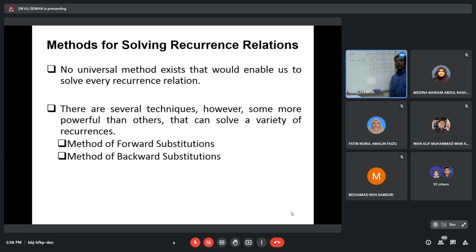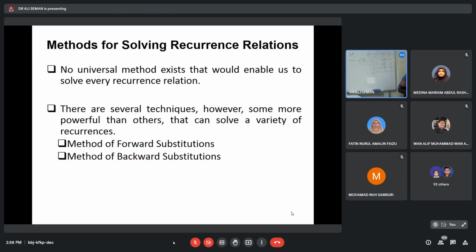Clear? Okay. Now we move on to methods for solving recurrence relations. This is important. After we understand the background of recurrence relations and the recursive technique, recursive method, recursive algorithm, now we're going to solve the problem by using the recurrence relation, especially for the analysis of recursive algorithms. No universal method exists that would enable us to solve every recurrence relation. This is the statement, right? There are several techniques, however, some more powerful than others, that can solve a variety of recurrences.